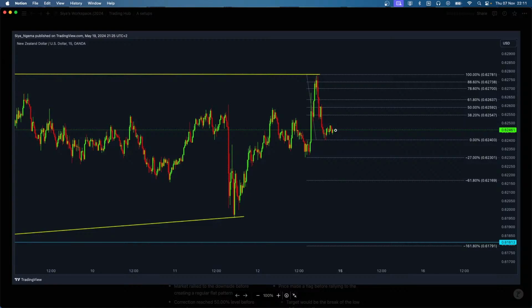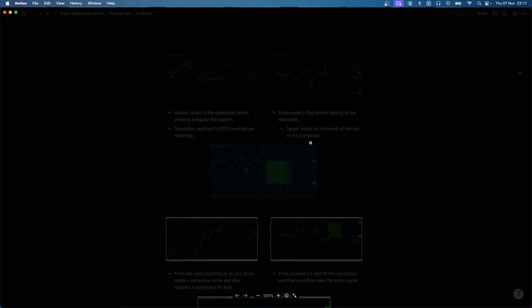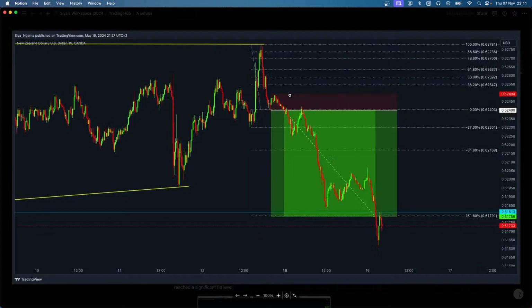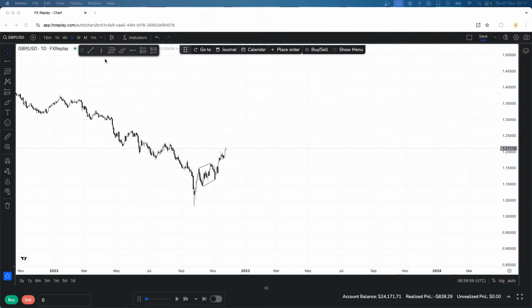So what do we get? We get a clear flag, and then we look for continuation. And on the way down, price keeps pulling back, which is giving us an opportunity to enter. So that's my simple entry model, and yeah, that's something I need to stick to.